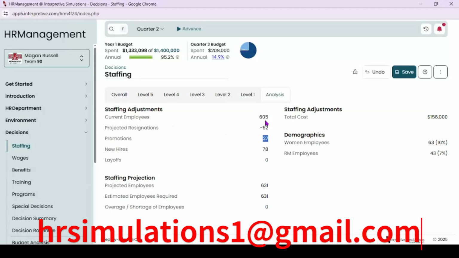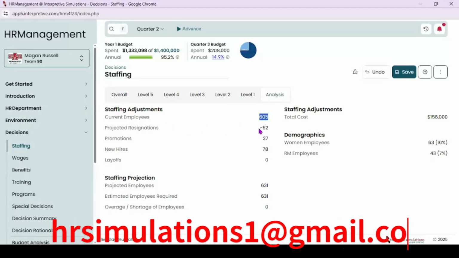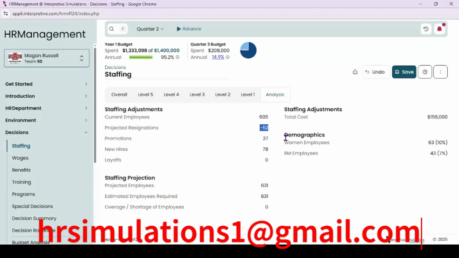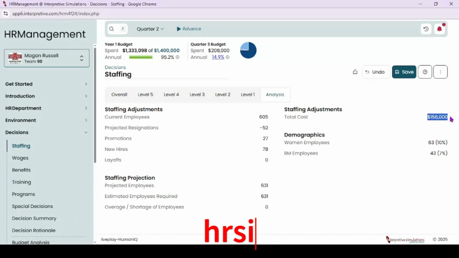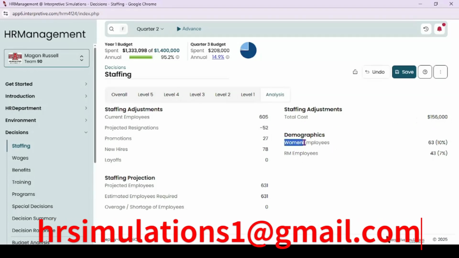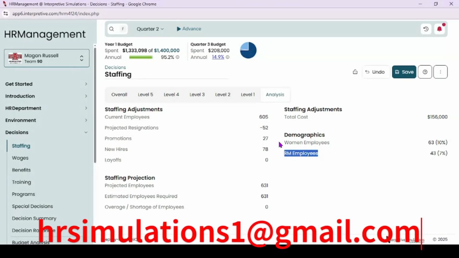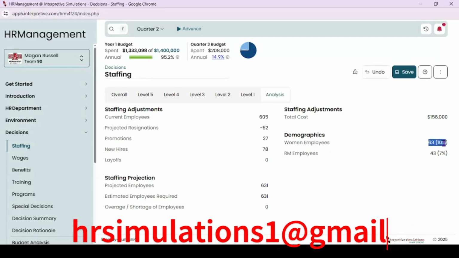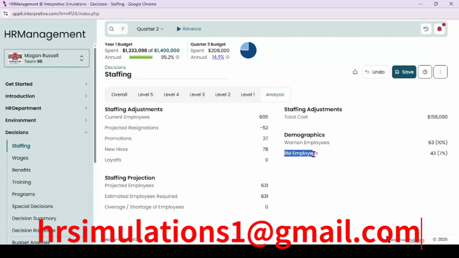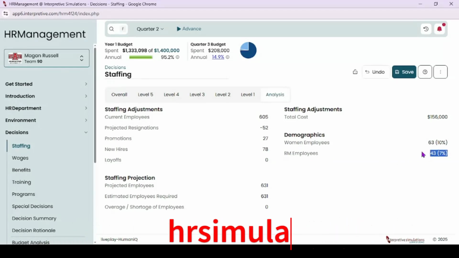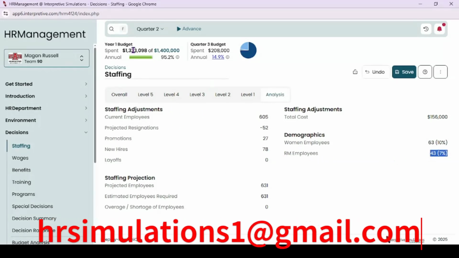The current employees are 605. We have resignations of 52, which is okay. The total staffing cost is 156,000. Remember, demographics will always show us the divisions, the gender, the women, and the racially minorized groups. You can see women employees are 63, that's 10%, and RM, meaning racially minorized groups, are 43, which is 7%. So that's it about the staffing department.